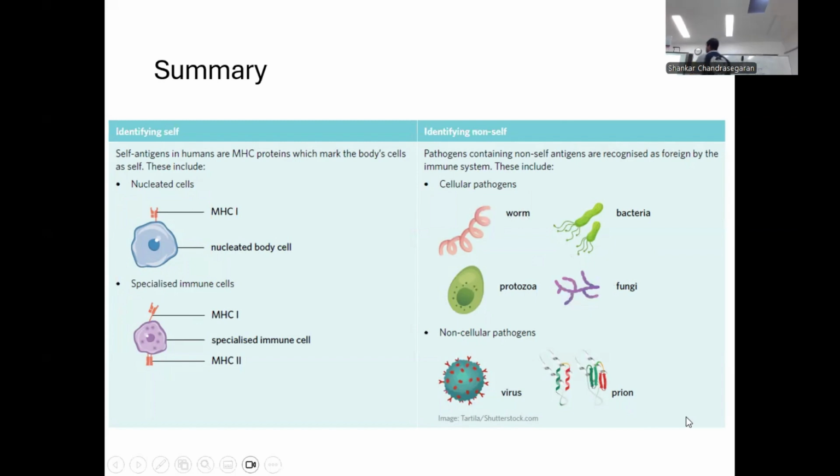Your viruses and prions are considered non-cellular because they're not alive. Viruses carry genetic information within their enclosed capsid, and once they infect the cell, they release it and force that cell to produce more of those viruses. With prions, those are misfolded proteins that cause other proteins to become misfolded, and that starts a chain of misfolded proteins.